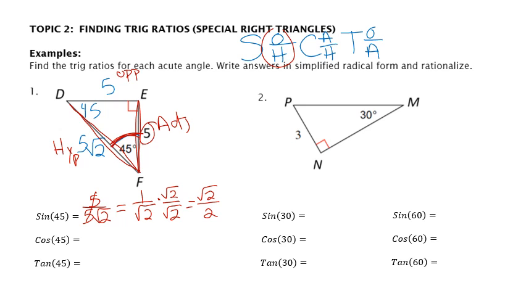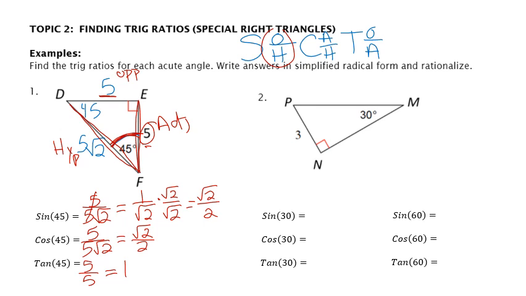Cosine is also 5 over 5 root 2. So I just get root 2 over 2 because I just did that problem. It's the same thing. So sine and cosine end up being the same. And then tangent is 5 over 5, which is 1. So tangent of 45 degrees is 1.